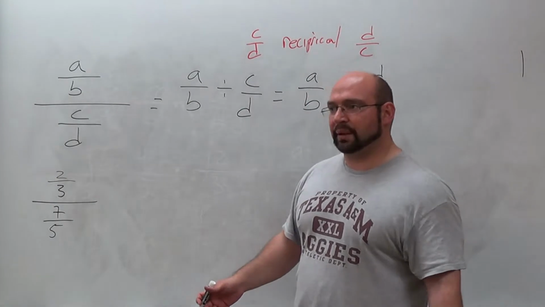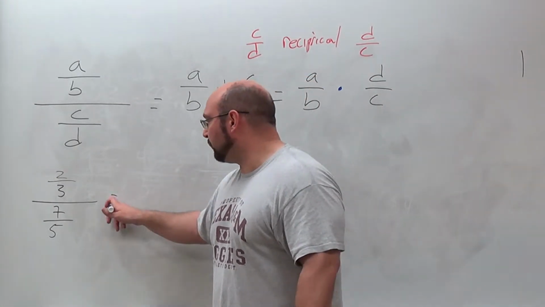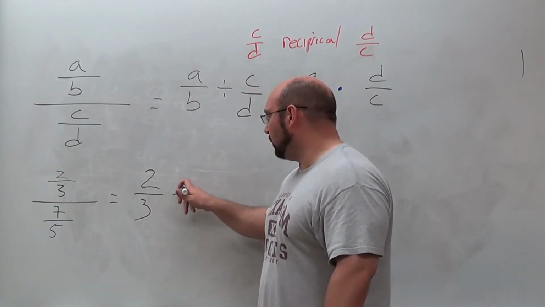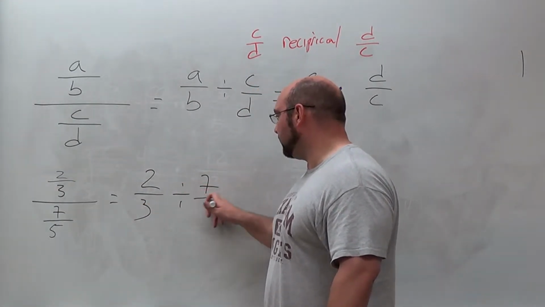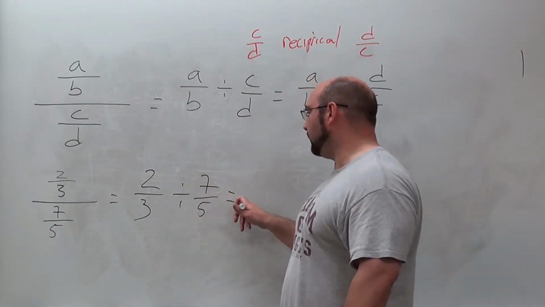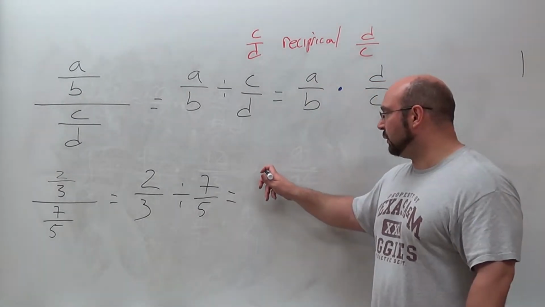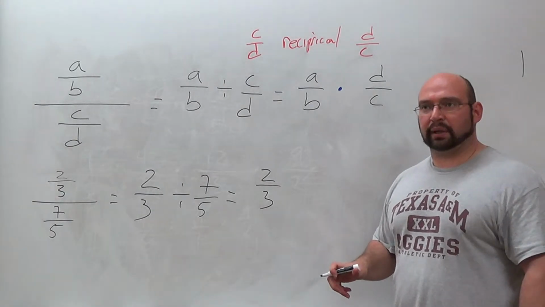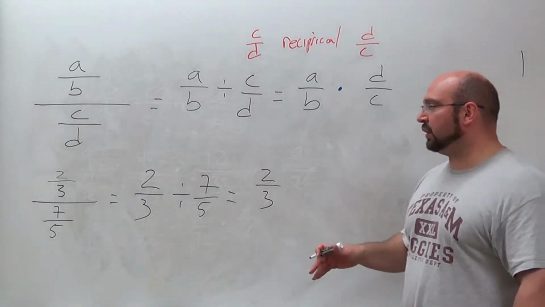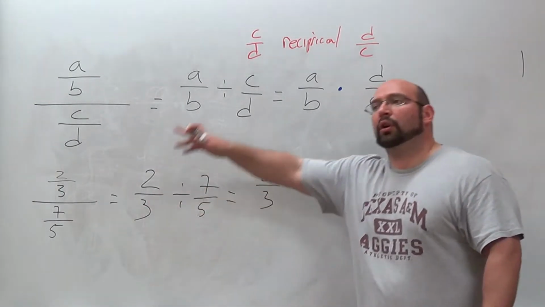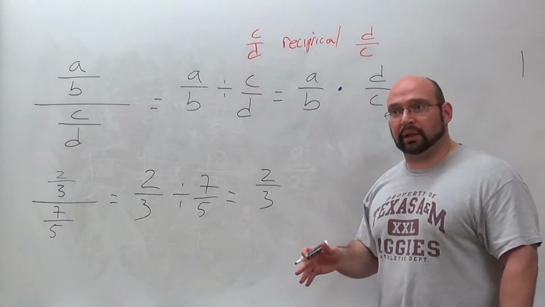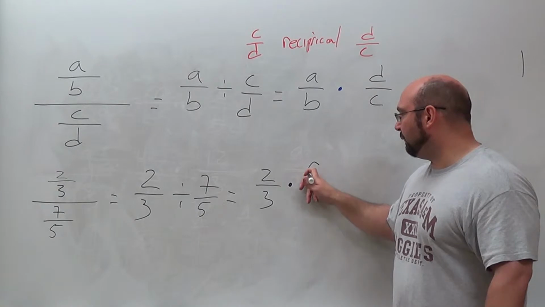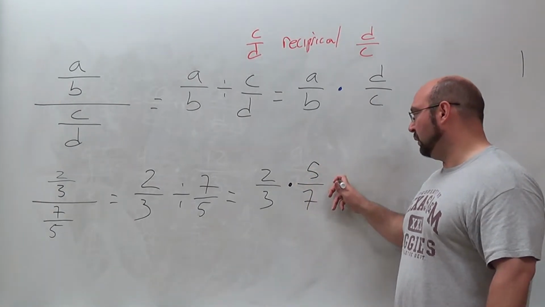Two-thirds divided by 7/5. Two-thirds divided by 7/5 is going to be, we take our numerator, we're good to go, right? Now for this part, we're going to take our denominator on this term, we're going to use our reciprocal, right? And we're going to multiply. So we multiply by 5 over 7.